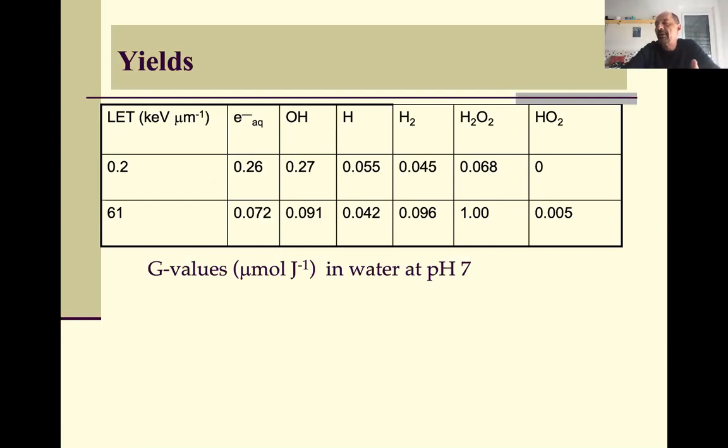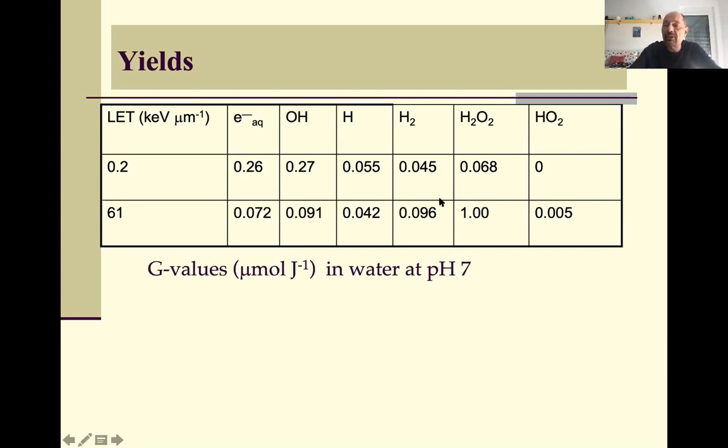Photons from gamma rays have an LET around 0.2 keV per micron. 61 keV per micron is, if you remember, the dose average LET of the fission spectrum neutrons. So it's a relatively high LET, not as high as alpha particles, which is more than 100 keV per micron, but much higher, of course, than photons.